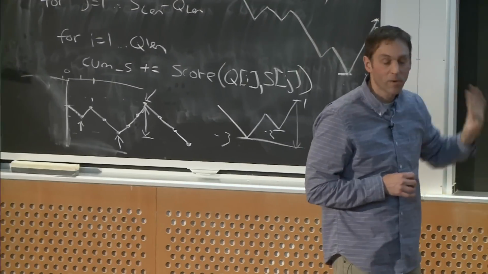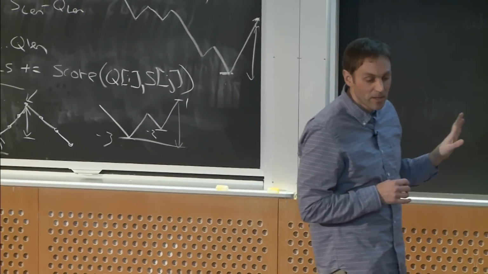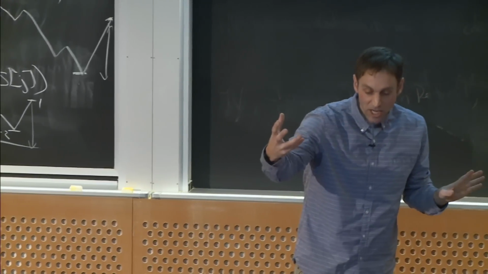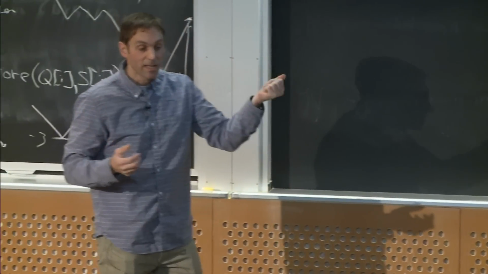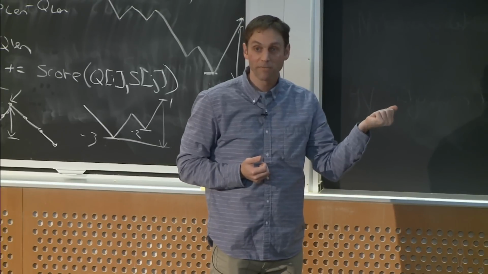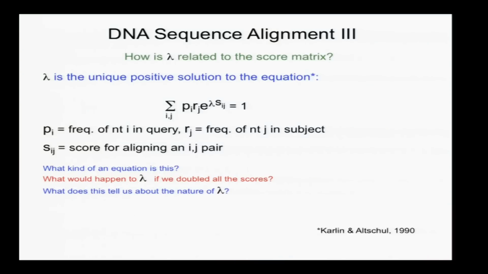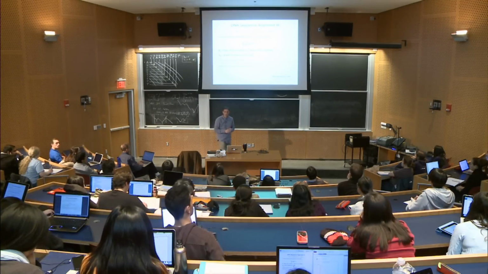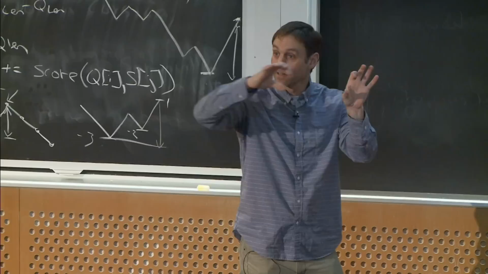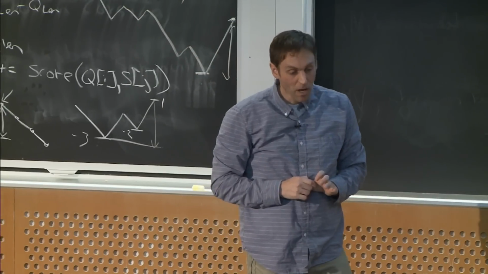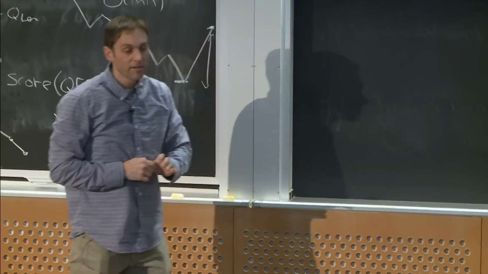So how would we solve an equation like this? First of all, what kind of equation is this? Given that we're going to set the Sij, and we're just going to measure the PI and the RJ, those are all known constants, and lambda is what we're trying to solve for here. So what kind of an equation is this in lambda? Linear, quadratic, hyperbolic, anyone know what this is? This is called a transcendental equation, because lambda appears in different powers.